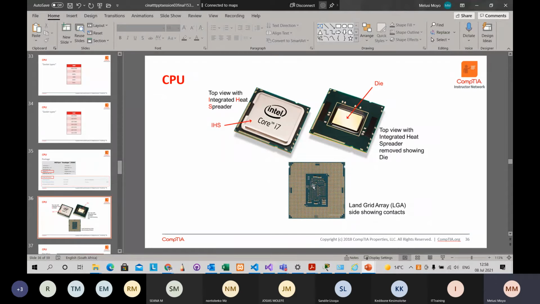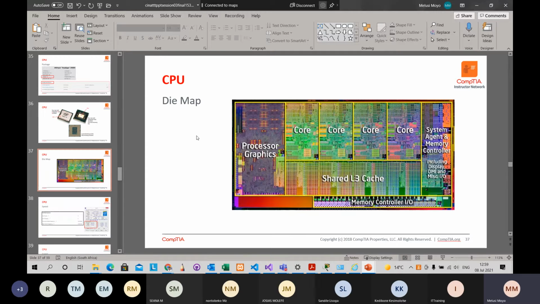So basically this is the CPU, this is the top. If there is not enough cooling in your case, it can burn your CPU. Your CPU can be fried if there's not enough cooling on the machine.